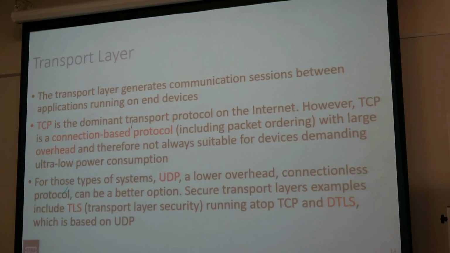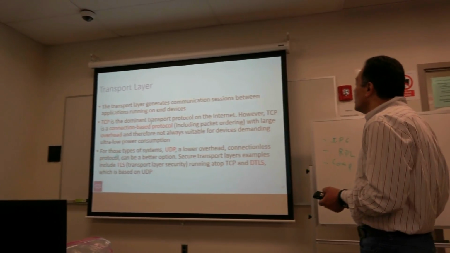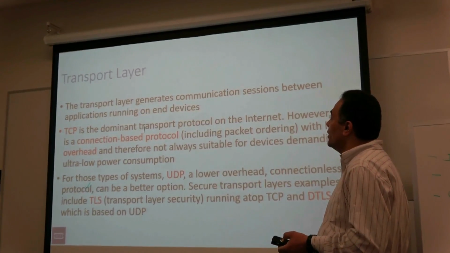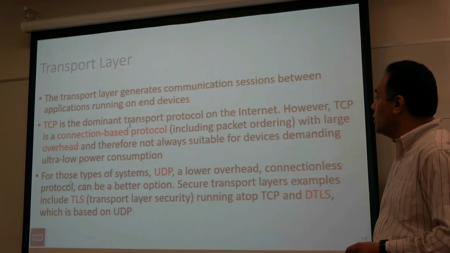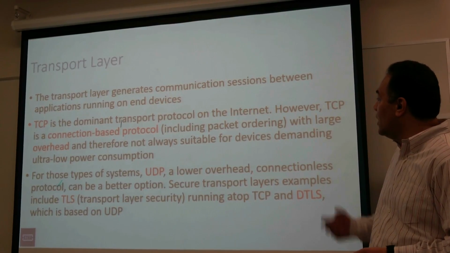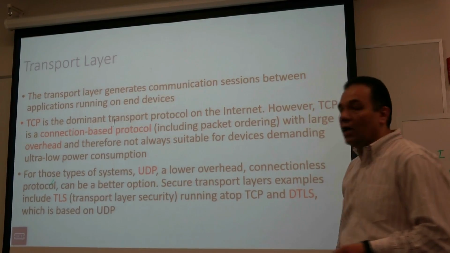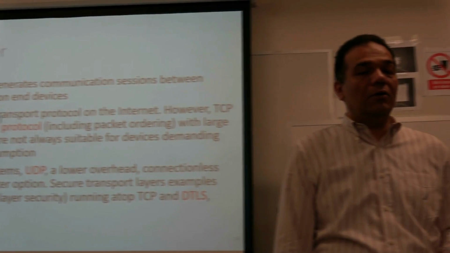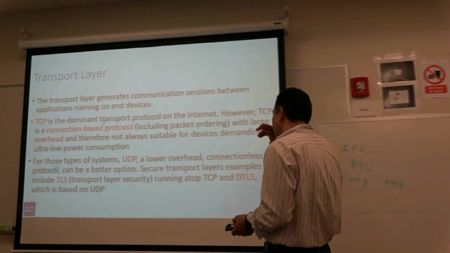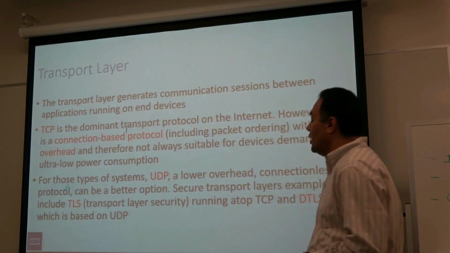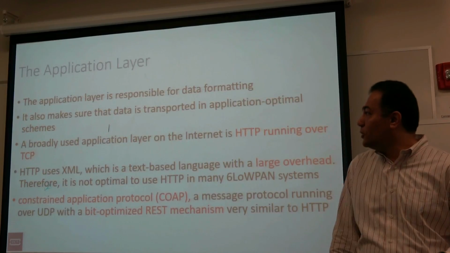Then you have the transport layer. The transport layer generates a communication session between applications running on end devices. If you're a programmer, you have worked with TCP and UDP communication. The problem with TCP is that it's connection based, which is sluggish and heavy. It's not good for ultra low power devices. So we might use UDP, which has lower overhead. It's connectionless, and for security we could use DTLS to add some security mechanisms.